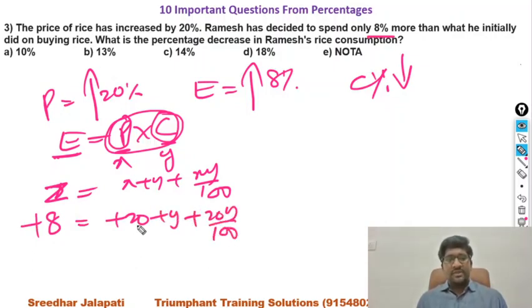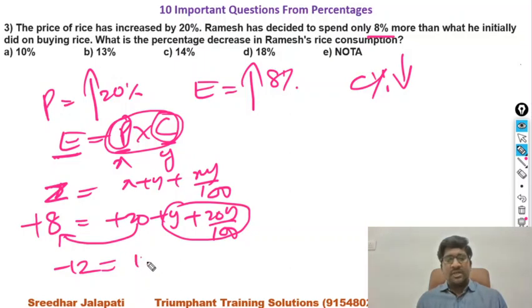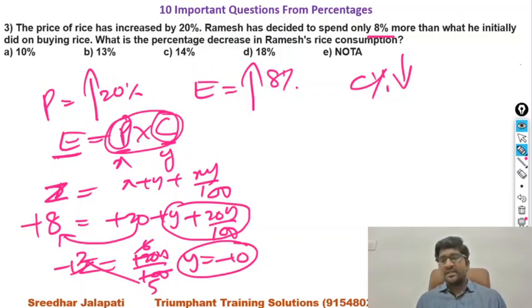So on simplifying further, if I bring this 20 to the left hand side, minus 12 is equal to, on adding both y terms, we will get 120y by 100. So if I simplify this further, by cross multiplication, y is equal to minus 10. Why did we get minus 10 here, or what does minus 10 indicate? Consumption has to be decreased by 10%.